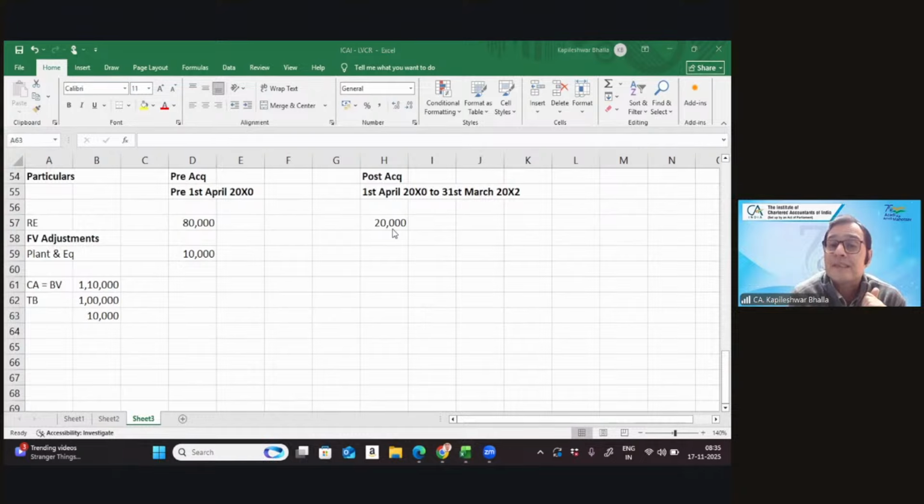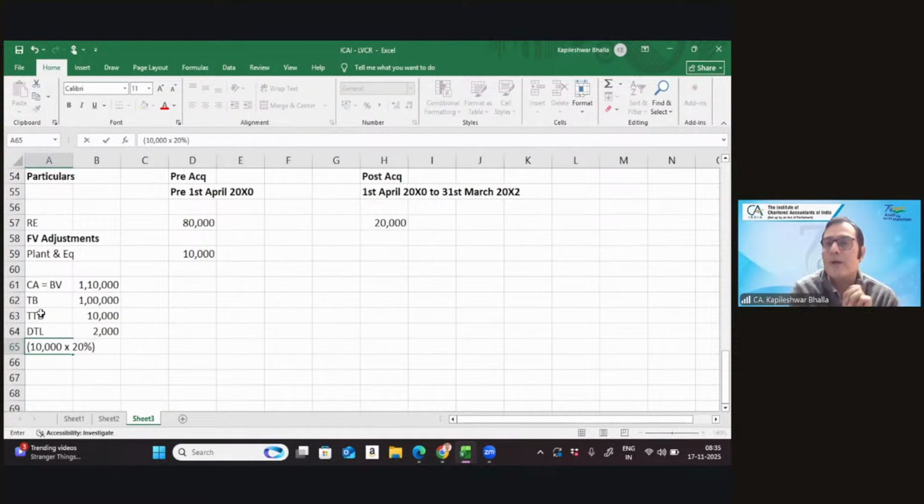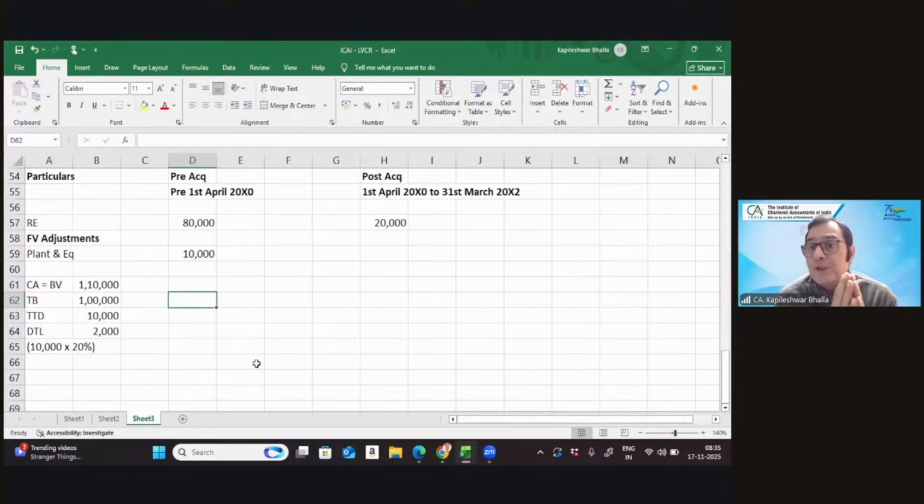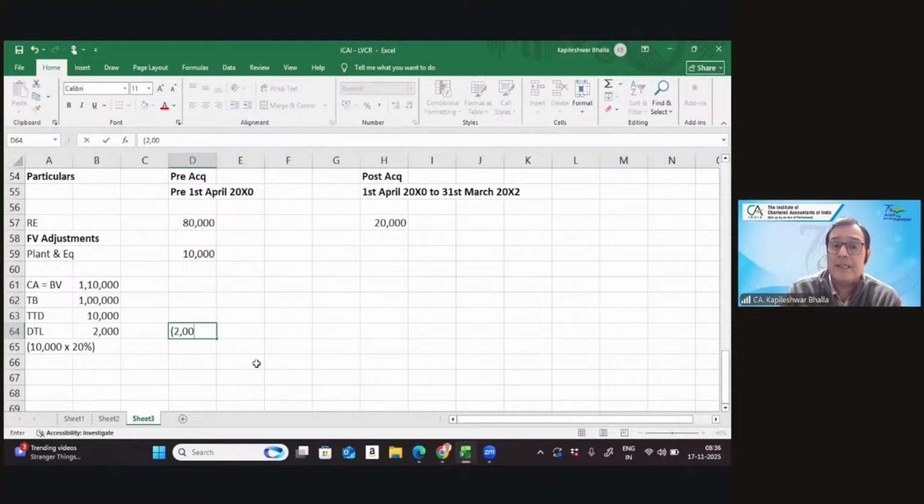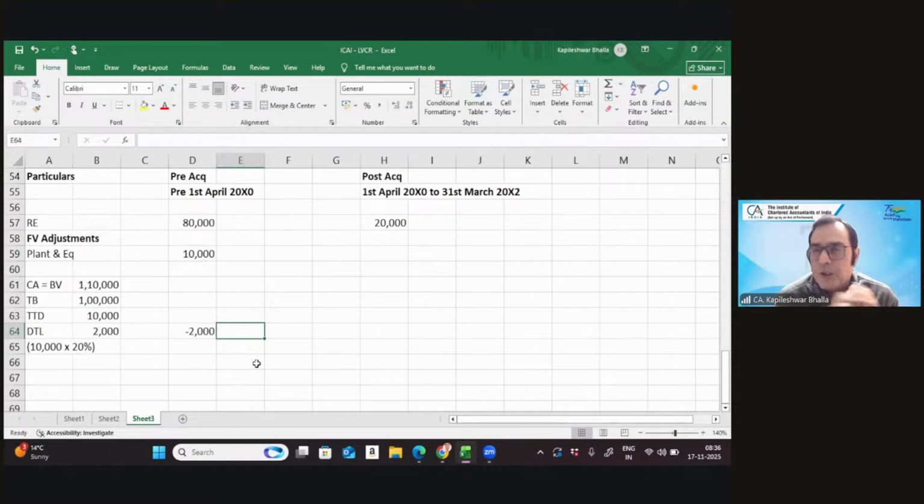Wonderful indeed. That's rightly given. So this becomes a taxable temporary difference and this is going to lead to a DTL. And the DTL is going to be at the rate of 20% because we are given a tax rate which is 20%. Wonderful. So the only new thing which is coming in is that this fair value adjustment leads to a DTL. And when you create a DTL, it creates an expense. So in this particular case, this DTL is going to be a reduction in terms of the pre-acquisition column. That's the new addition.